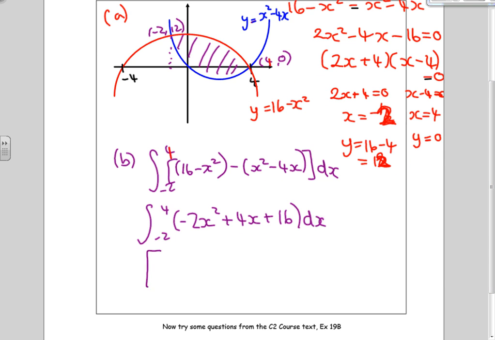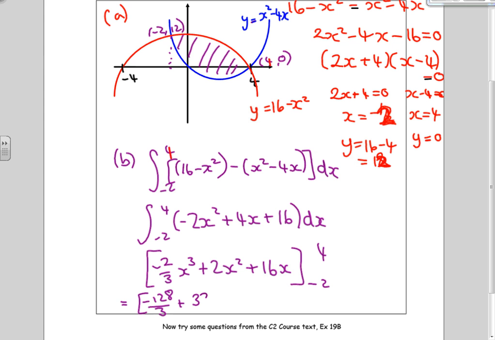So if I add 1 to the power, that'd give me x cubed divided by the new power, that gives me minus 2 over 3 x cubed. And then here I'd get 2x squared, and then I get plus 16x. And I'm evaluating that between minus 2 and 4. So when I substitute 4 into this, I get minus 128 over 3 plus 32 plus 64 minus, and now I need to substitute in minus 2, which would just give me 16 over 3 plus 8 minus 32.